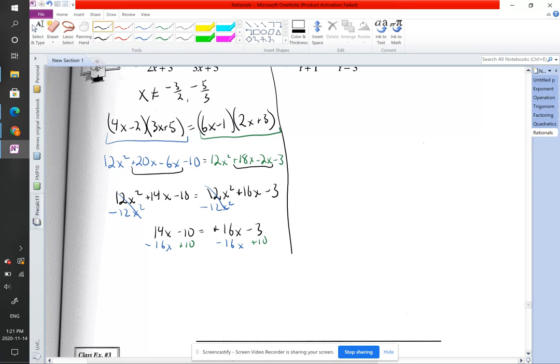All right, so positive 16 subtract 16x goes away, positive 10 and negative 10 goes away. I'm left with negative 2x is equal to negative 3 plus 10 is 7. And then I can divide both sides by negative 2. And I'm left with x is equal to negative 7/2. Neither of those are my non-permissible value, so this is probably a good solution. You could verify by plugging it back into the original equation and solving both sides to see if they're equal to each other.